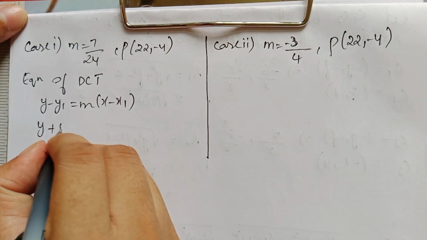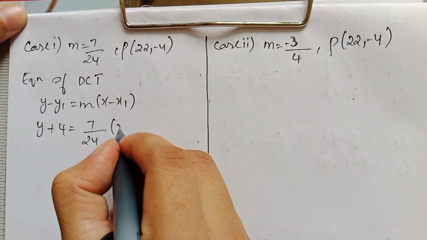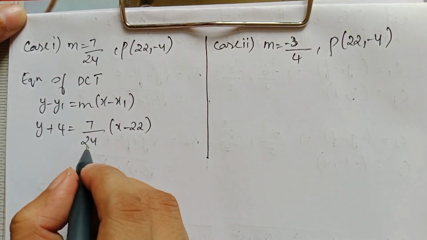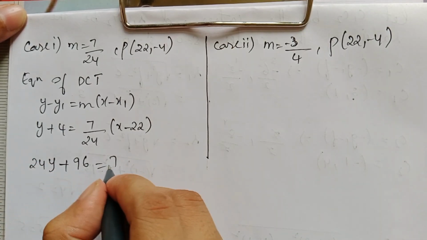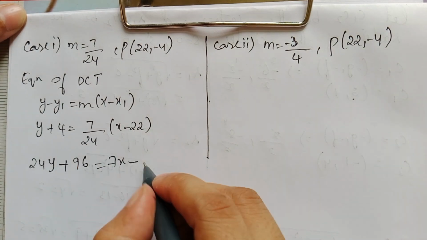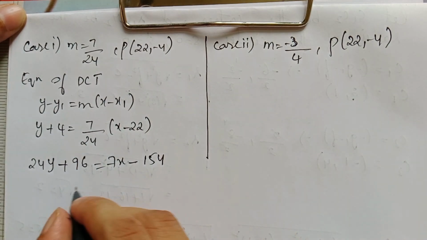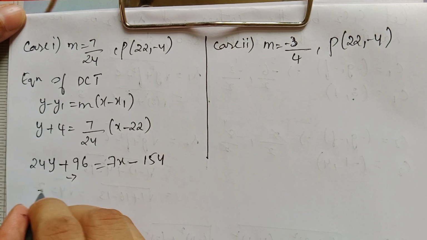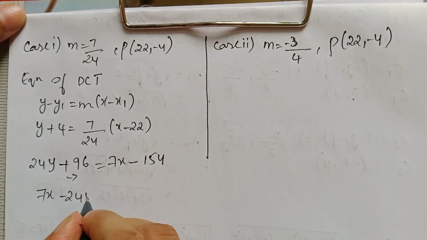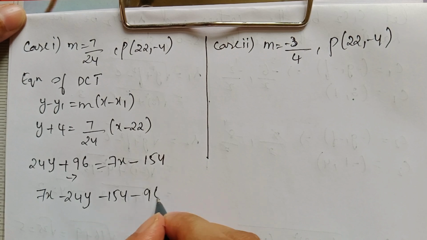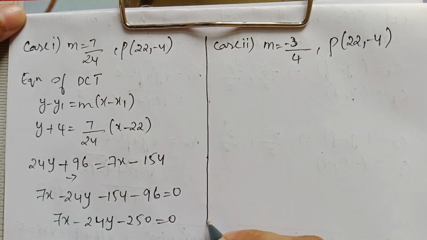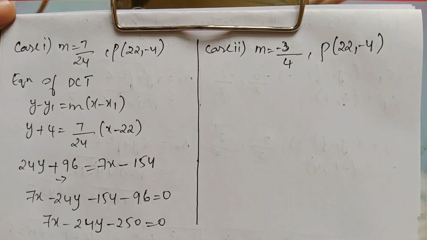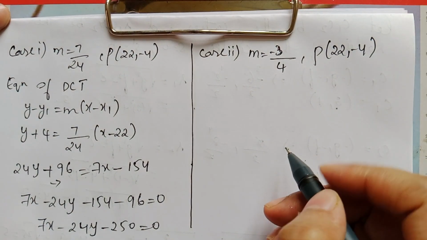So it is y plus 4 equals 7 by 24 into x minus 22. Multiplying it here, it is 24y plus 24 into 4, which is 96, equals 7x minus 7 into 22, which is 154. Transposing these terms, we get 7x minus 24y minus 154 minus 96 equals 0. So it is 7x minus 24y minus 250 equals 0 is our answer. For the one tangent we got, we have to find the other one.